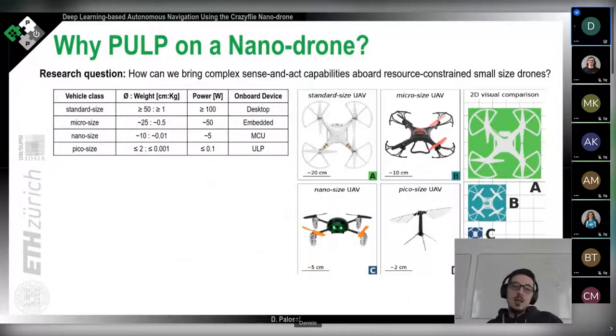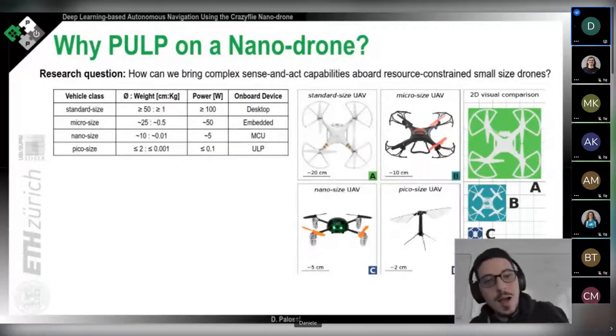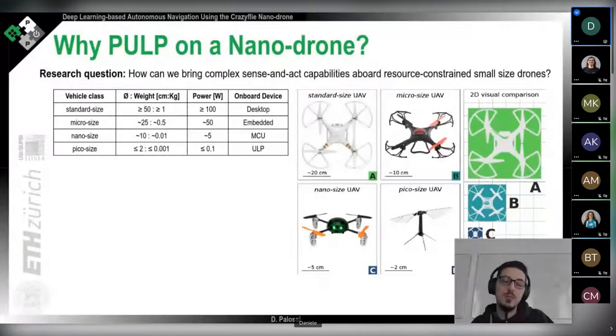Okay, I dug into the device. I showed you the AI deck, the PULP system on chip, but one step back. Why PULP on a nano drone? Why do we need this PULP on our Crazyflie? Well, everything started with the research question on how to bring complex sensor capabilities into this small size drone. And when I say small size, you should already understand that I'm referring to resource constraints. Memory is very limited. Computational power is not comparable with a GPU or any high-end embedded device because we are in the ultra-low power scale.